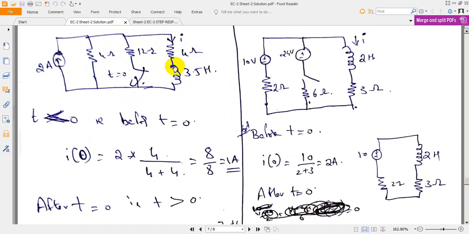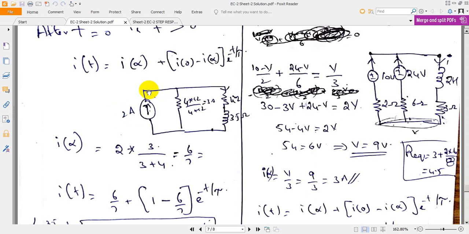Why are we not combining with this? Because we need to identify the current here. So we will replace 4 and 12 with a new combined branch, as they both are parallel across the same terminals. We replace 4 and 12 with a parallel equivalent resistance, and then identify the current through this. I am replacing 4 and 12 with a single resistance. It will be 3 ohms, which is parallel to 4 ohms and 3.5 henries. Now in this situation, the current flowing through this inductor, we call this current I infinity after switching operation.